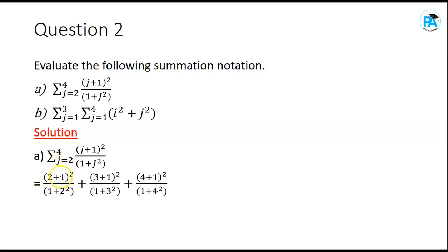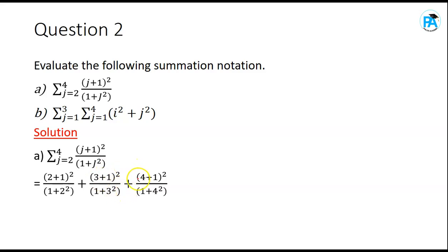So you are going to have 2 plus 1, because it is j plus 1, then bracket close, squared. Divided by 1 plus j squared, so it's going to be 1 plus 2 squared. Are you following? Plus, then you increase to 3. We are going from 2 to 4. You use the same thing: 3 plus 1 squared, divided by 1 plus 3 squared.